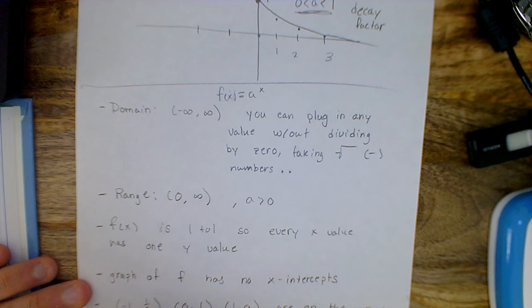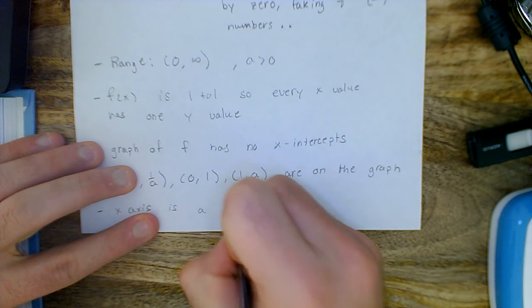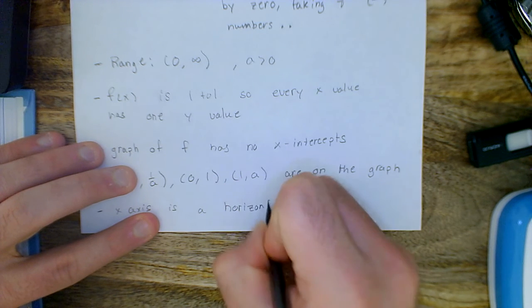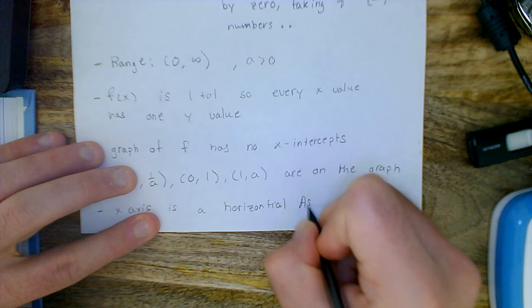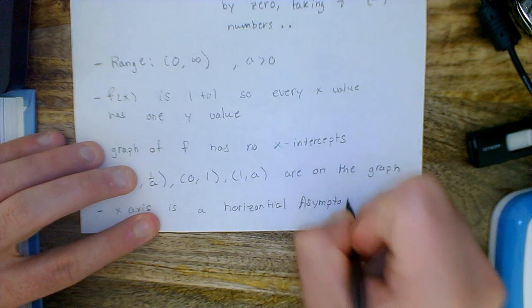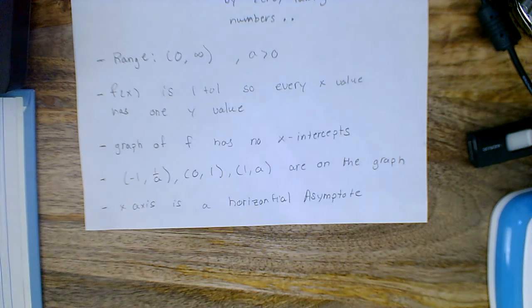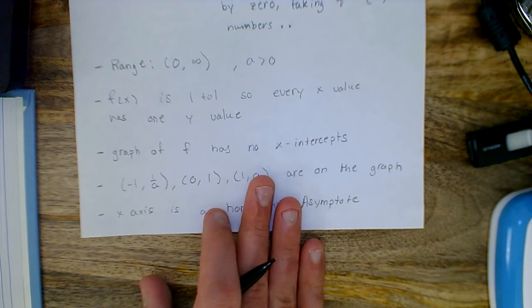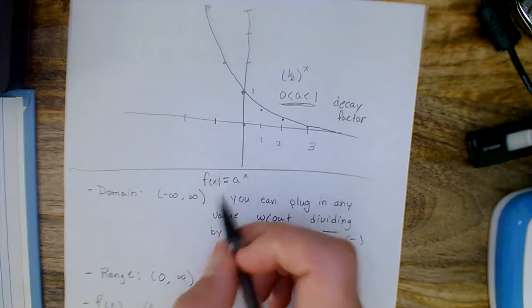The x-axis is a horizontal asymptote. Yeah, that's all we need to talk about for now. So those are some things you can notice about this function, f of x equals a to the x. All right, so now we're going to talk about transformations.